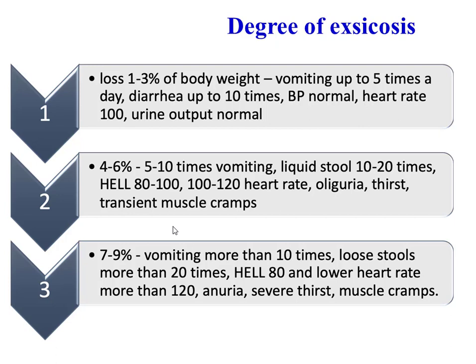Second degree, from 4 to 6%: 5–10 times vomiting, liquid stool 10–20 times, systolic blood pressure from 80 to 100. We see increased heart rate, appearance of oliguria, thirst, transient muscle cramps. And the last stage is characterized by a deficiency of 7 to 9% of body weight, vomiting more than 10 times, loose stools more than 20 times, and also appearance of anuria and numerous muscle cramps.